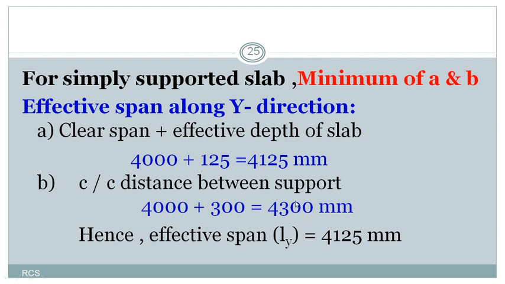The clear span plus effective depth of the slab: the clear span is 4000 mm along the y direction and the effective depth is 125, so we get 4125 mm. The second criterion is the center to center distance between the supports, that is 4000 plus 300, 4300 mm. The minimum of these two values is according to criterion A, that is 4125 mm. So the effective span along the y direction, Ly, is 4125 mm.